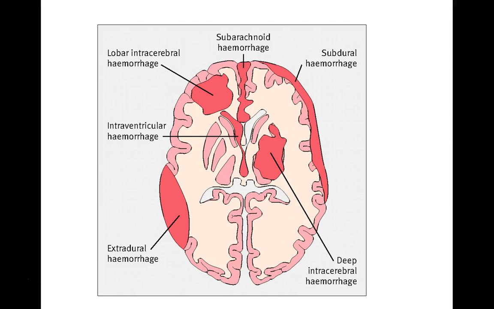This picture I thought was quite a good one for a general overview of all the different terminology that you have in terms of the bleeds: intracerebral, intraventricular, extradural, subdural, subarachnoid. So it just shows the different areas where you can have the bleeds in the brain.